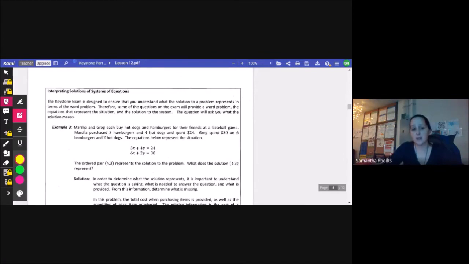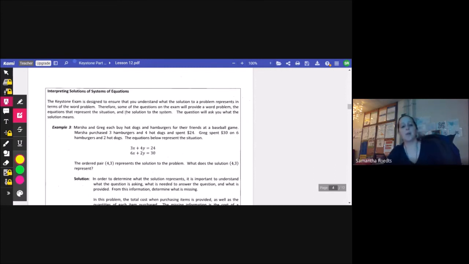Interpreting solutions of systems of equations. The Keystone exam is designed to ensure that you understand what the solution to a problem represents in terms of the word problem. Therefore, some of the questions on the exam will provide a word problem, the equations that represent the situation, and the solution to the system. The question will ask you what the solution means.